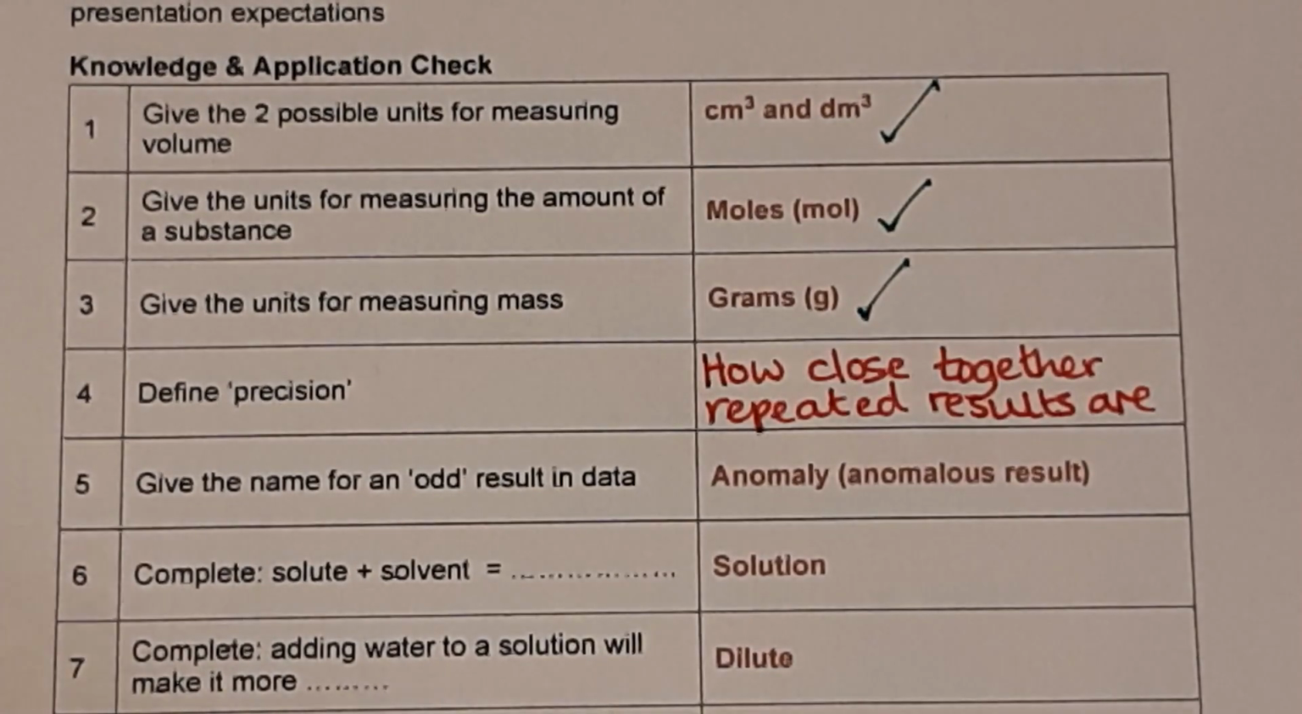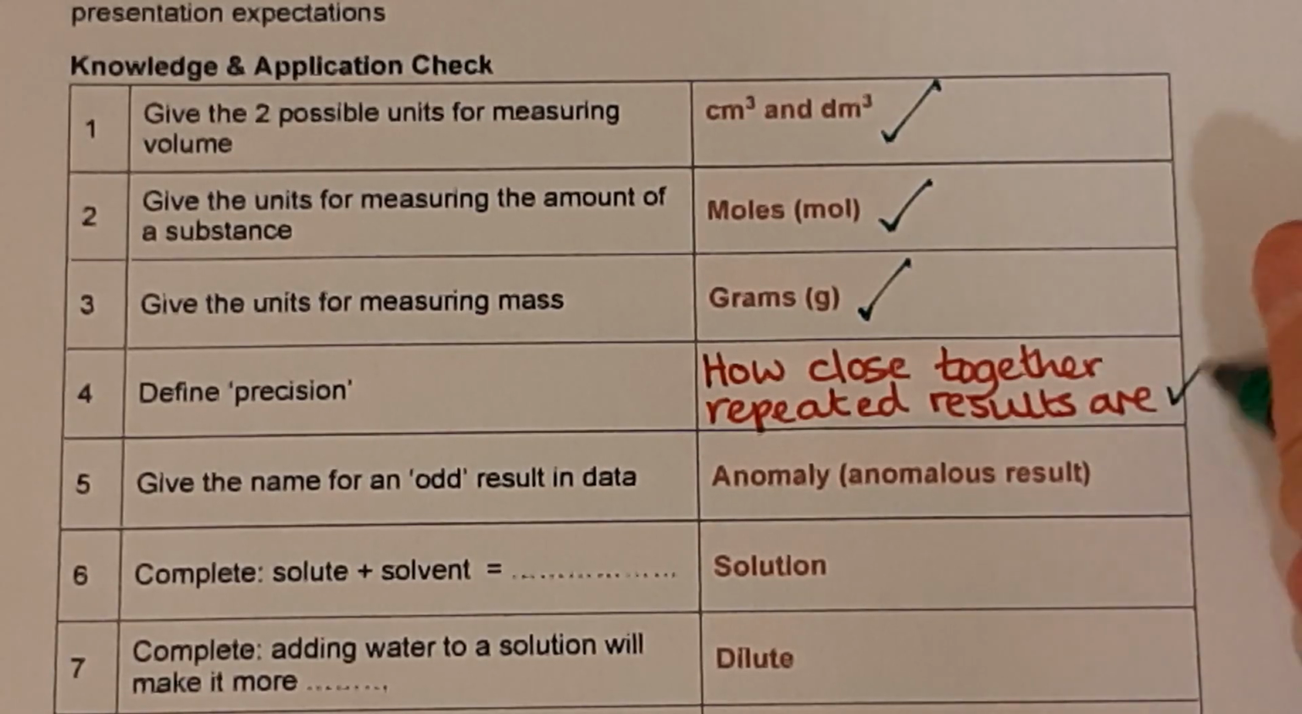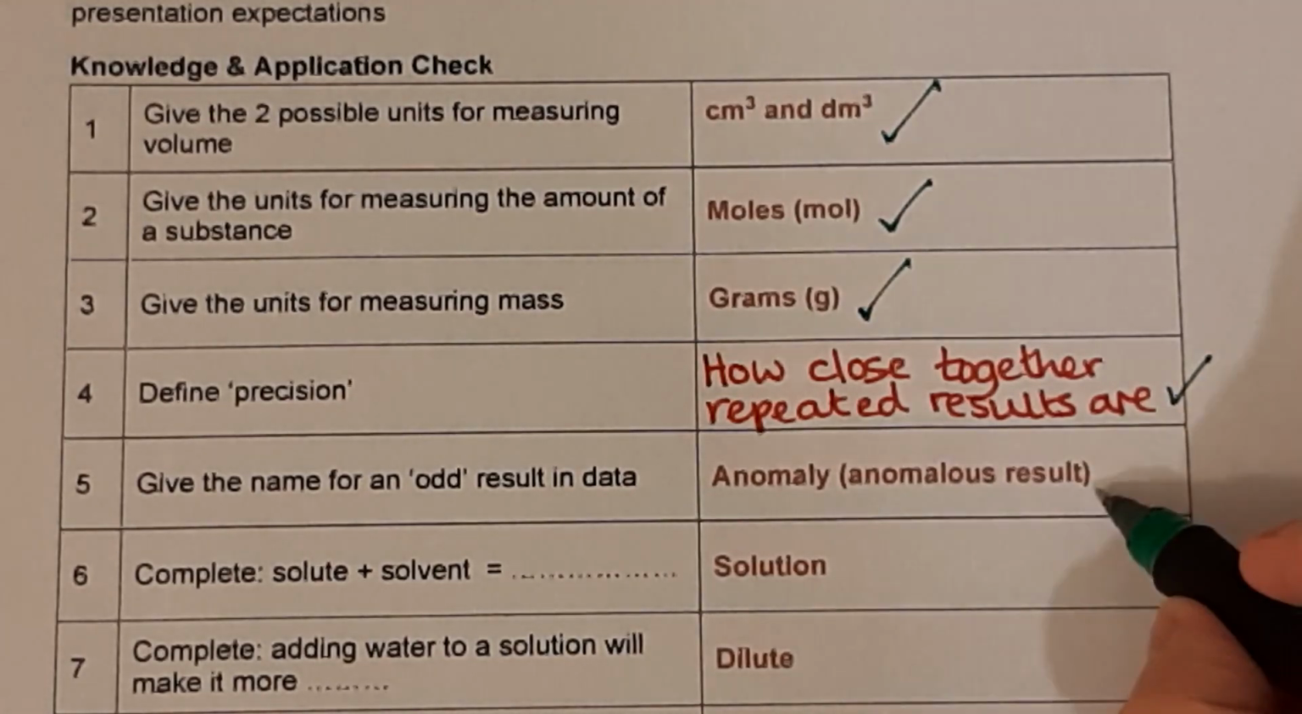So precision is how close together repeated results are. So the closer together the results are, the more similar they are, then the higher the precision. If the results are farther apart from each other or quite different, then they are low precision. Question 5. Give the name for an odd result in data. So we're talking about an anomaly or an anomalous result.